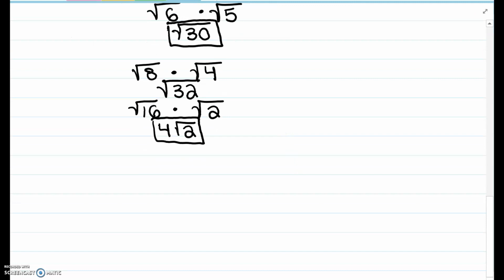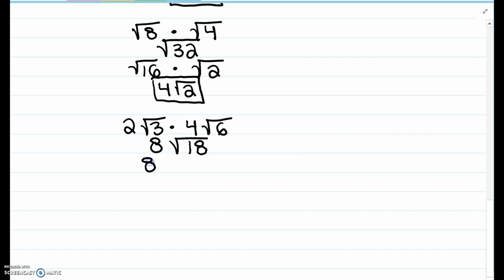We have 2 radical 3 times 4 radical 6. Our first step is to multiply the terms outside the radical. We will multiply 2 and 4 and get 8. Then we multiply the radicals and end up with radical 18. So we have 8 radical 18. And then we notice that 9 is a factor of 18. So we split it up to 8 times radical 9 times radical 2. And we end up with 8 times 3, because we're taking the square root of 9, times radical 2. We multiply what is outside the radical, and we get 24 radical 2.